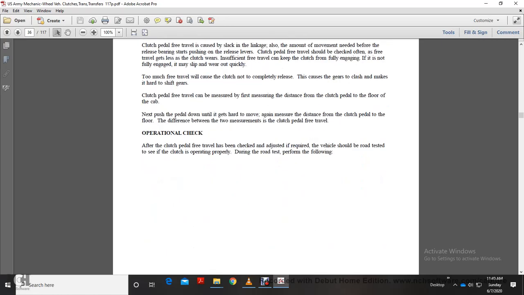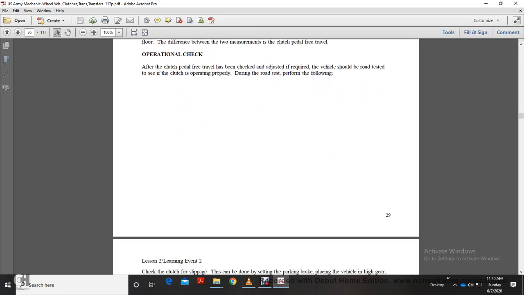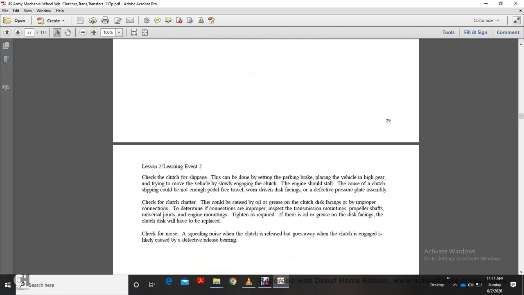Operational check. After the clutch pedal free travel has been checked and any adjustments required by the vehicle have been made, the vehicle should be road tested to see if the clutch is operating properly. During the road test, perform the following. Check for clutch slippage by setting the parking brake, placing the vehicle in a high gear, and trying to move the vehicle by slowly engaging the clutch. The engine should stop when the clutch is engaged. Slipping could be caused by not enough pedal free travel, worn driven disc faces, or a defective pressure plate assembly.